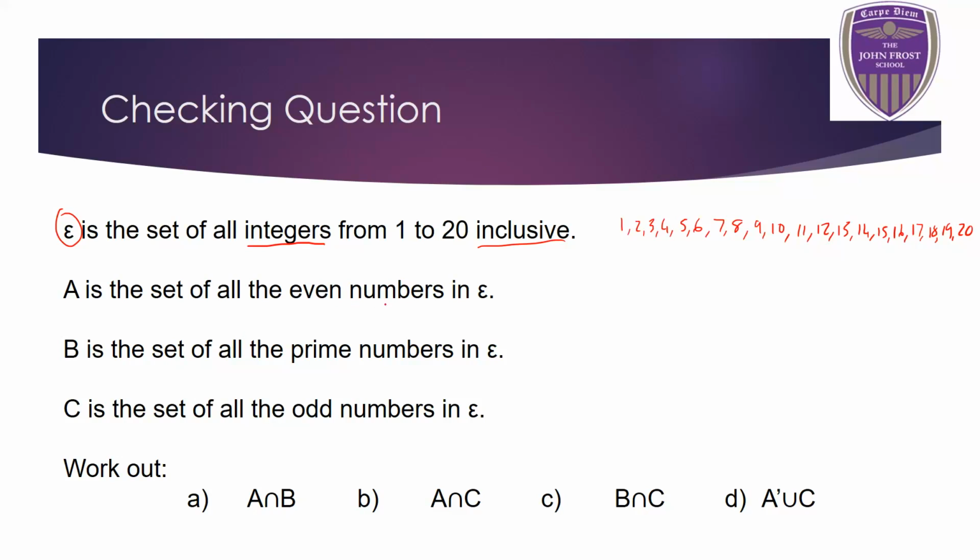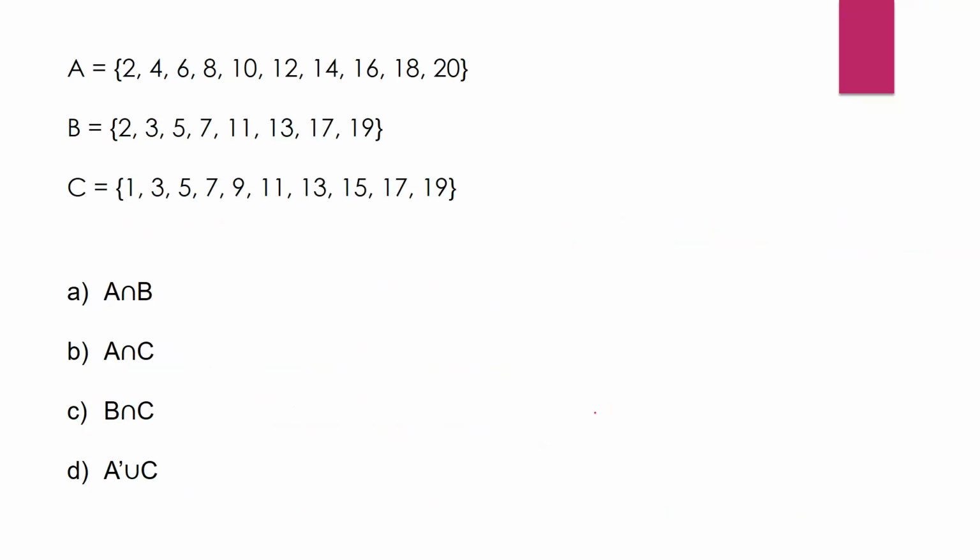So A is the set of all even numbers, B is the set of prime numbers from this list, and C is the set of odd numbers. And we're being asked to work these out. So hopefully you came up with 2, 4, 6, 8, 10, 12, 14, 16, 18, and 20 for your even. Set C are your odd, so these ones here. And these are your prime here for set B. Okay, so there's our 3 lists.